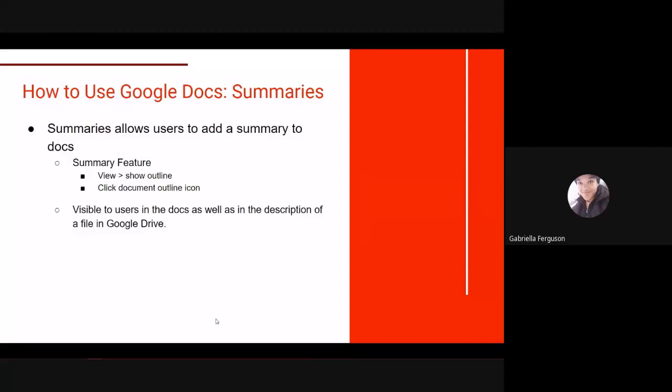Some things to note is that your summary is visible to users when they're inside of the doc, if they have access to the outline panel, as well as in the description of a file in Google Drive. So if someone is looking at this file inside of their Google Drive, they'll be able to see that description, in the description, that summary.